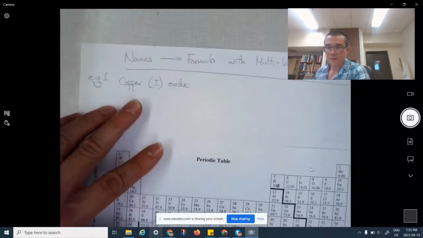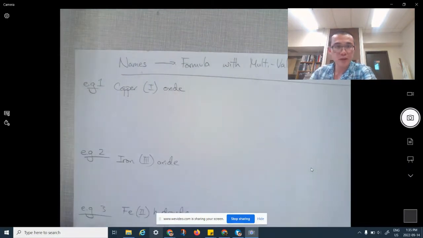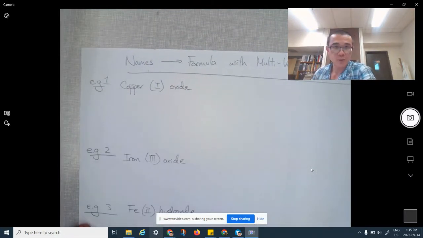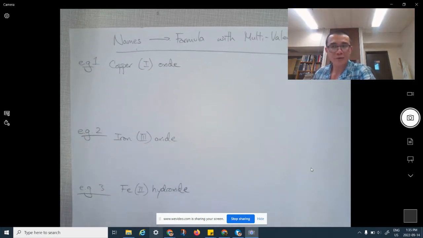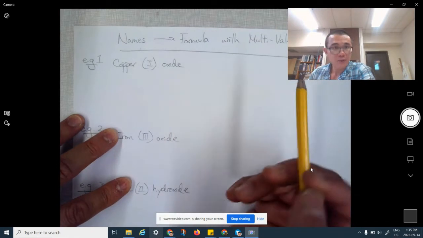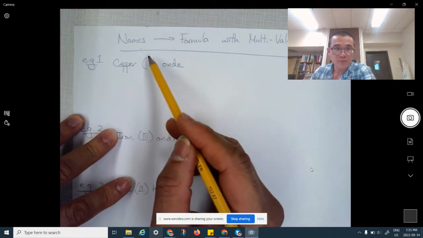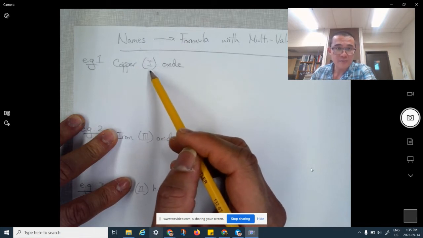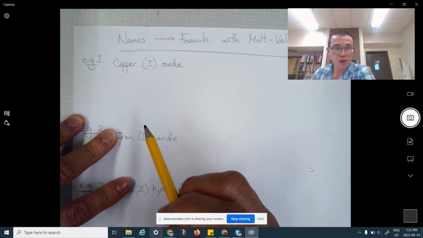If we're talking about names to formulas, we're going to talk about the IUPAC rule name first. IUPAC is an international body of chemists who decide how things should be named. So we're going to follow that rule first. What that rule says is this: for multivalence metals, you need to put, in the middle of the name, in Roman numerals, what charge it will be.